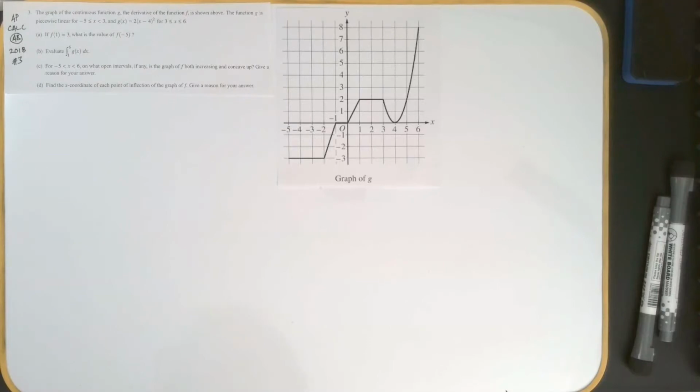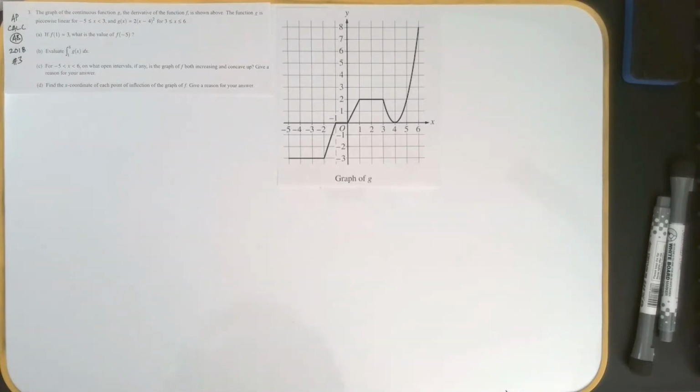Now this is a number 3, which means no calculators allowed. So we're going to use all of our skills and probably some geometry here to figure this out. So here's what it says. The graph of the continuous function g, which happens to be the derivative of function f, is shown above, or to the right here. I enlarged the graph. The function g is piecewise linear from -5 to 3, and the rest of it is the quadratic 2 times the quantity x minus 4, the quantity squared, from 3 to 6.